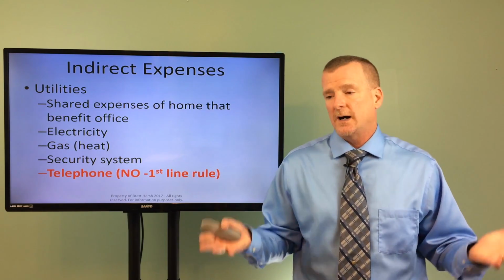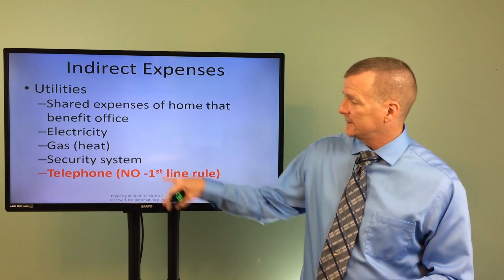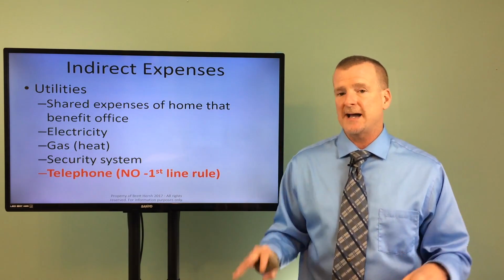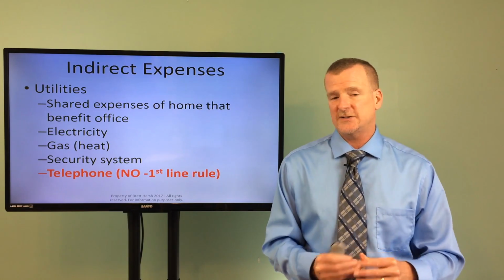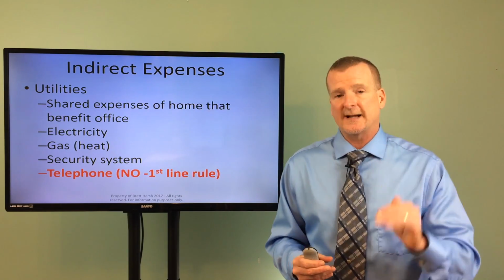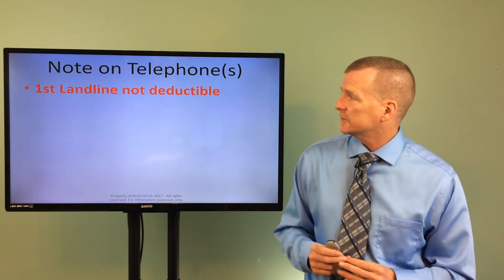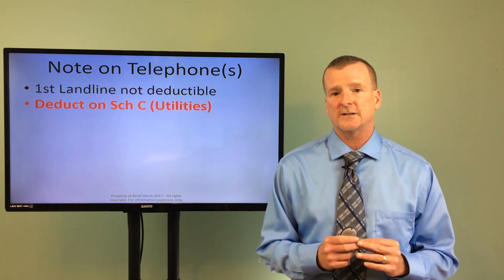Now, one example here that's not deductible is your telephone line. Very rare anymore. A lot of us only have telephone lines really for our security system. However, if you only have it for your security system, that really doesn't matter. Your first phone line, this is ancient in the tax code, your first phone line going to your house is not deductible. We call it the first line rule. A few notes on the telephone. First landline, as I said, is not deductible.